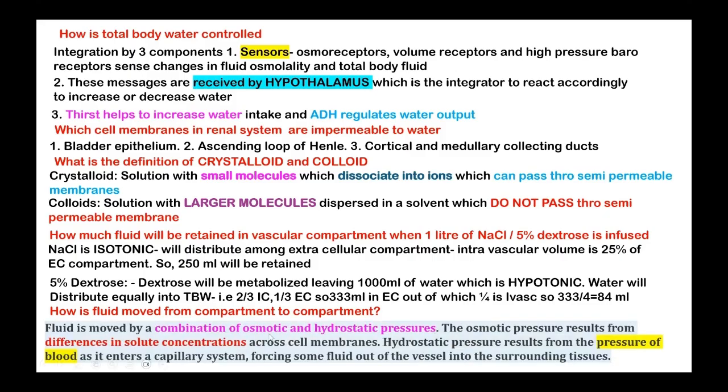Fluid is moved by a combination of osmotic and hydrostatic pressure. Osmotic pressure results from difference in the solute concentration across the cell membrane. Hydrostatic pressure results from the pressure of blood as it enters the capillary system, forcing some fluid out of the vessel into the surrounding tissues. Okay? These are the two pressures which are responsible for the movement.